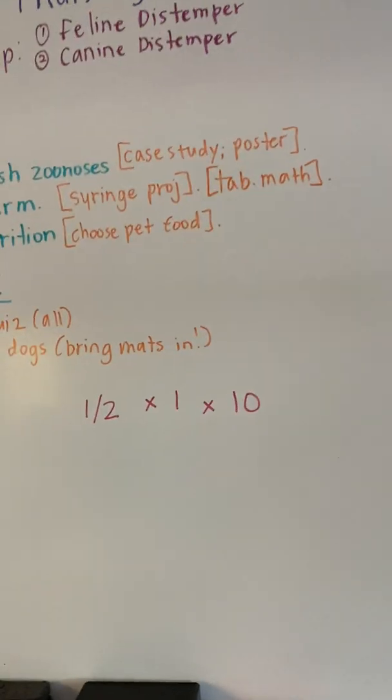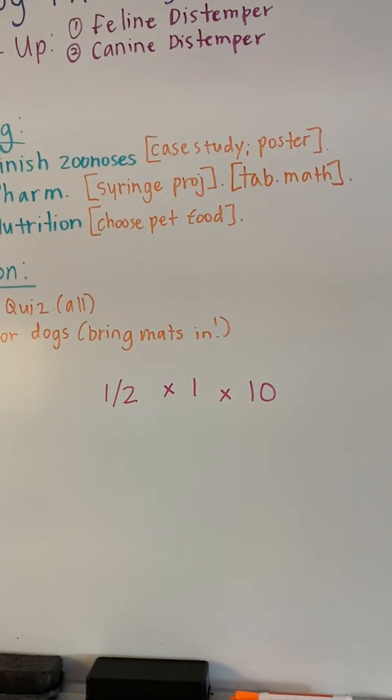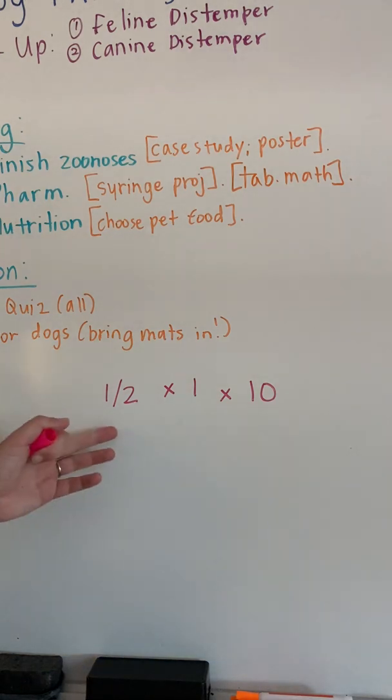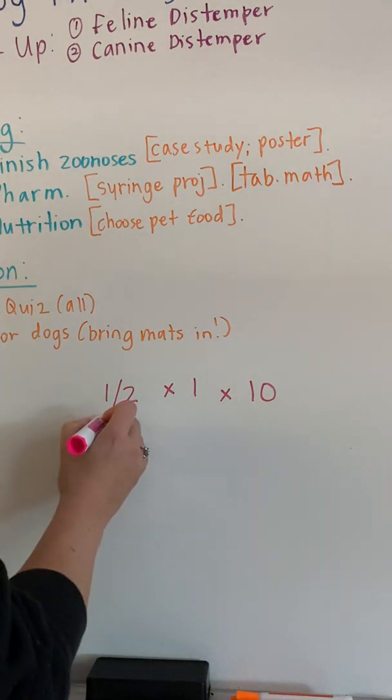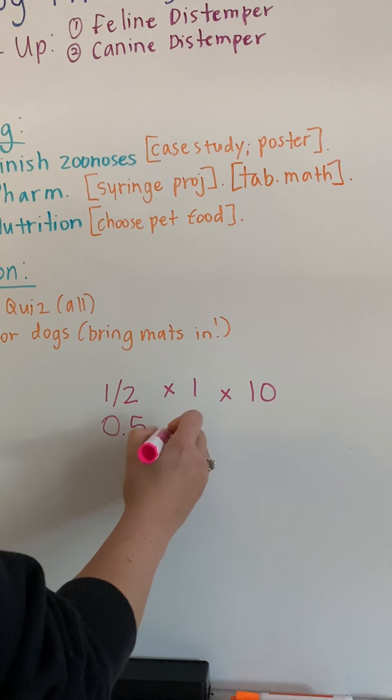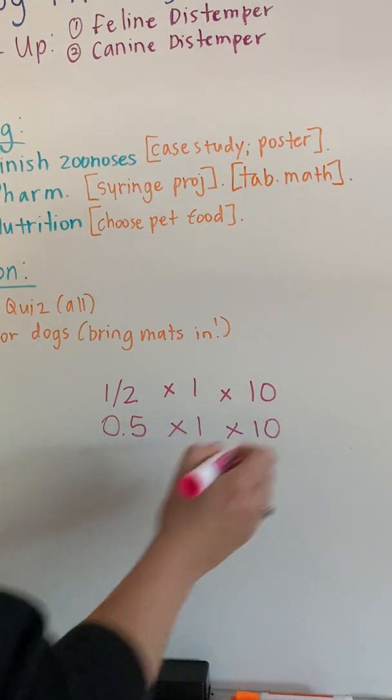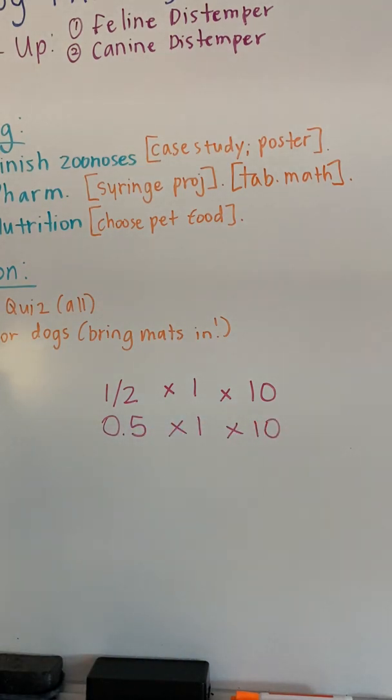So our math is half times 1 times 10. Now some students, as soon as they see the fraction, they panic. Okay, that's normal, it's okay. You can either change this to a decimal. So what would that be? 0.5, right? So you could plug this into your calculator. If you're more of a visual person, you can draw it.